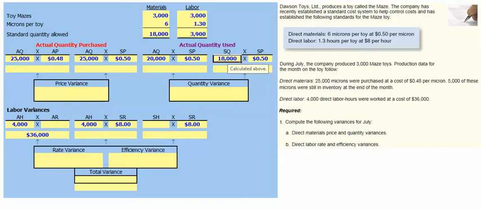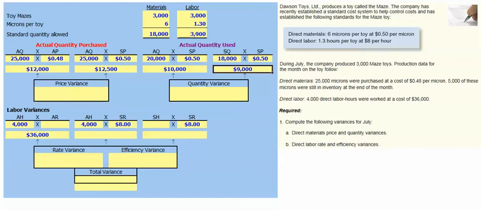And again, notice since the amount purchased doesn't equal the amount used, we have separate variances for that center column. Our actual quantity times our actual price gives us $12,000 that we actually spent on materials. 25,000 microns at our standard price of 50 cents per micron should have cost us $12,500. In terms of actual quantity used, our 20,000 actual quantity multiplied by our 50 cents standard price per micron would have given us $10,000, and at standard, 18,000 microns times 50 cents would have given us $9,000.